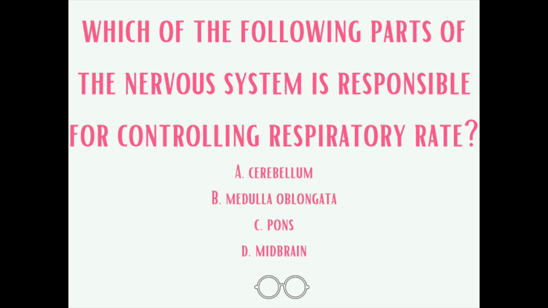Which of the following parts of the nervous system is responsible for controlling respiratory rate? A. The cerebellum, B. The medulla oblongata, C. Pons, or D. The midbrain.